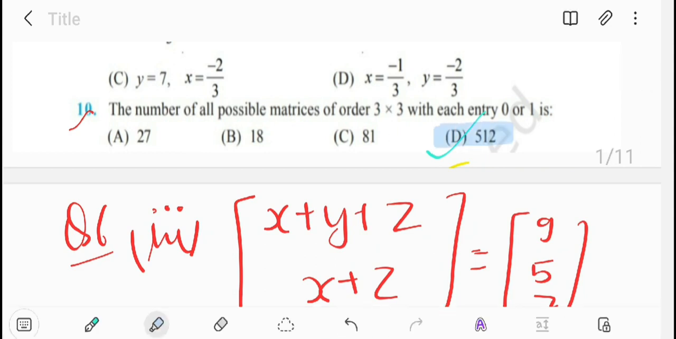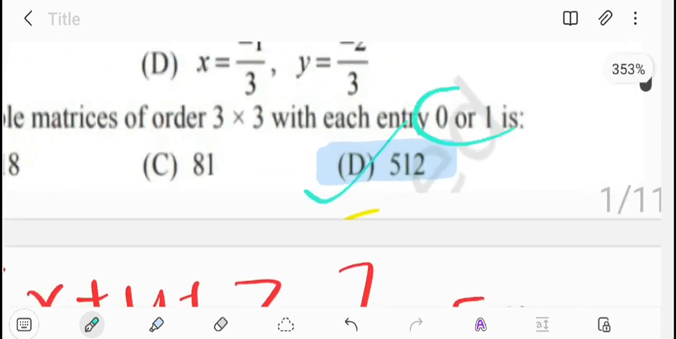In your examination, there can be various variations. One variation I have already discussed. Instead of 0 and 1, they can give any other numbers. Instead of 0 and 1, they might give 2, 3, or 5, 7, or many other numbers. They can give 3 numbers, like 1, 2, 3 or 4, 5, 6. So accordingly you can do it.